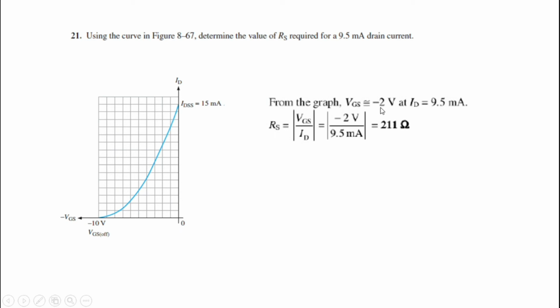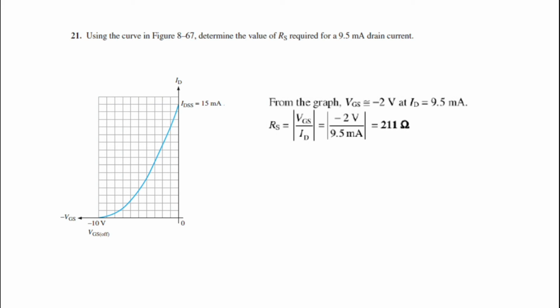You'll be getting your VGS value approximately equal to -2 volt from this particular graph. So you know your VGS, and your ID value is 9.5 milliamps. To calculate your RS, you just divide VGS by ID and take the absolute value of that. So it will be -2 volt divided by 9.5 milliamps. You'll be getting 211 ohms as your RS. So that will be your answer for question number 21.